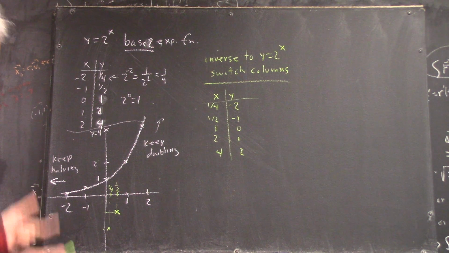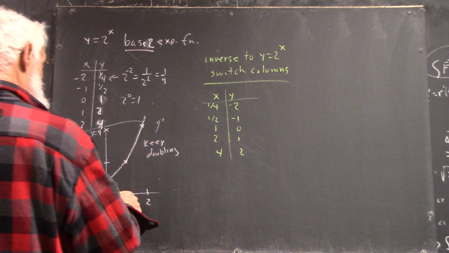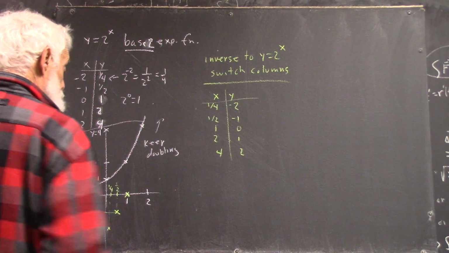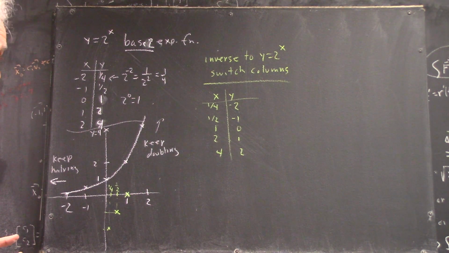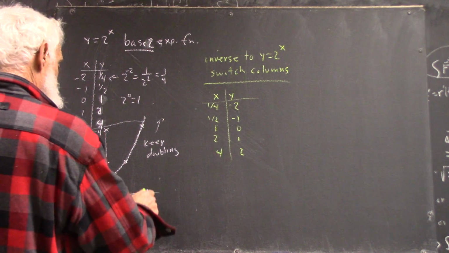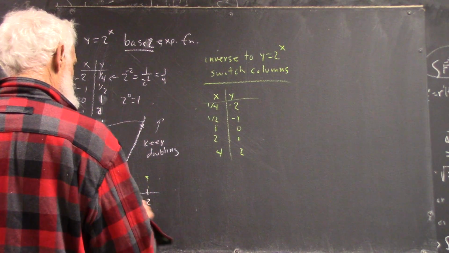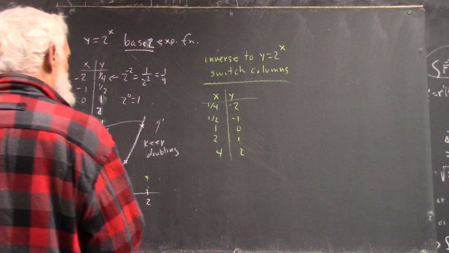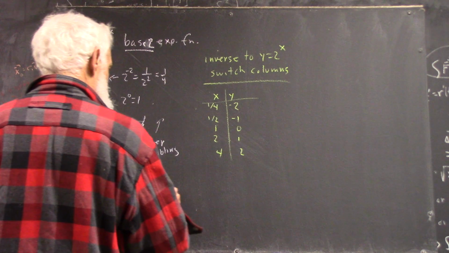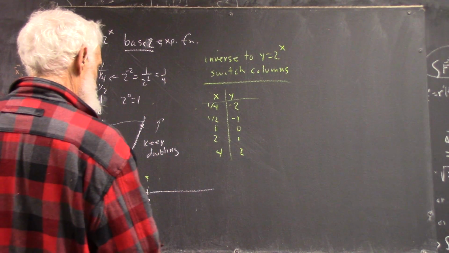Now, I do recommend that you do this. Draw it out yourself, because it'll help you understand things that you might not otherwise understand. And then we have 1, 0, and then we have 2, 1. There's 2, there's 1. And then we have 4, 2. So we're going to have to extend the x-axis out far enough to find 4. So there's 2, twice that would be 4 about here.